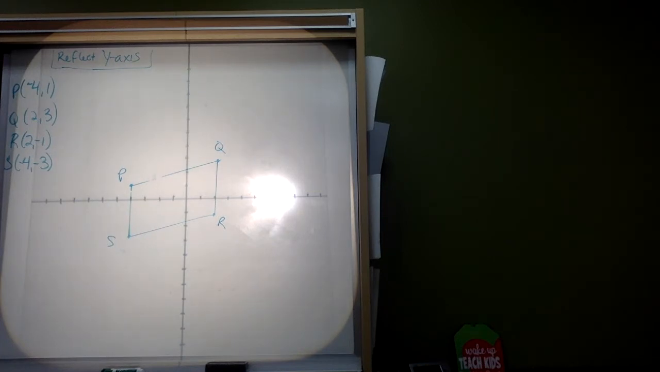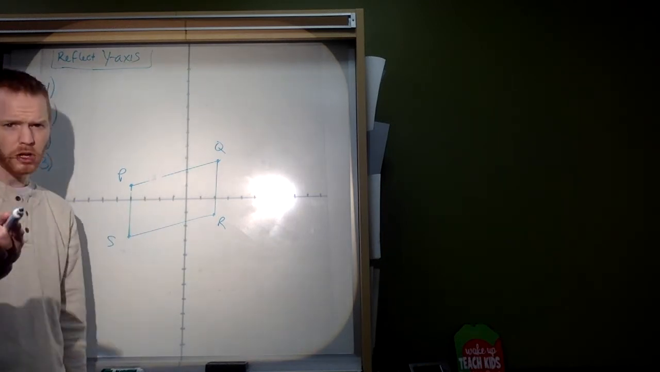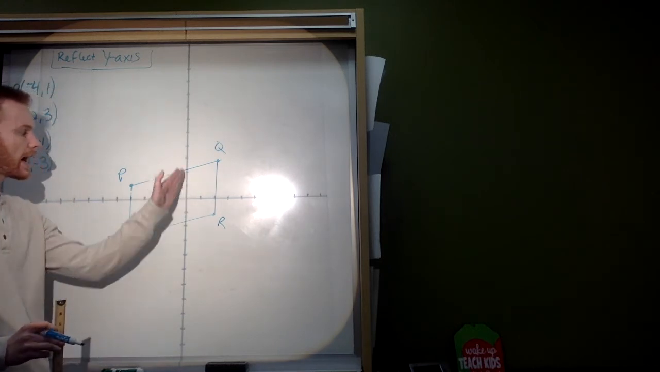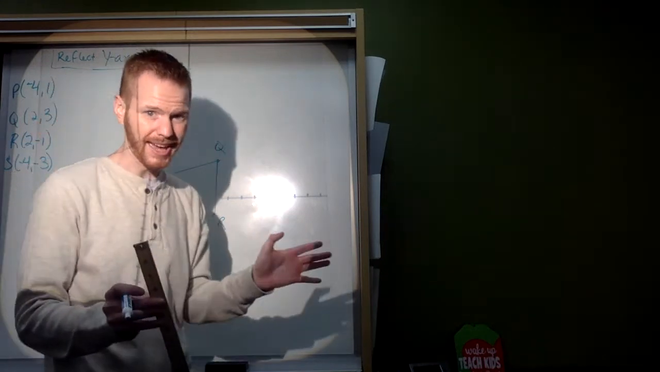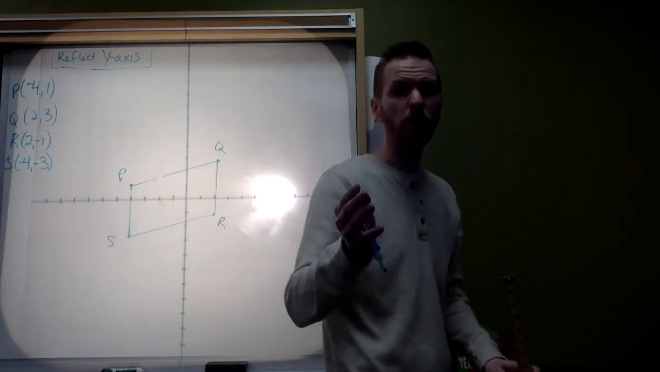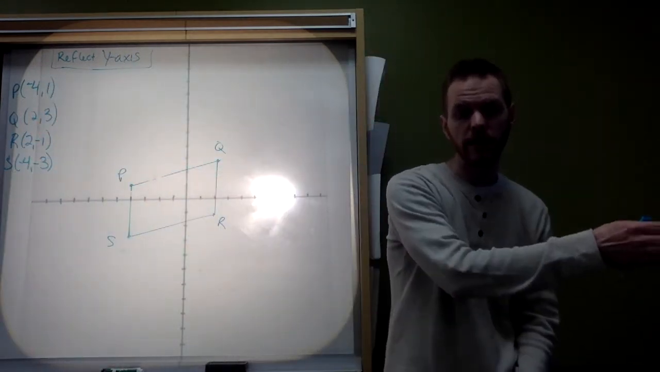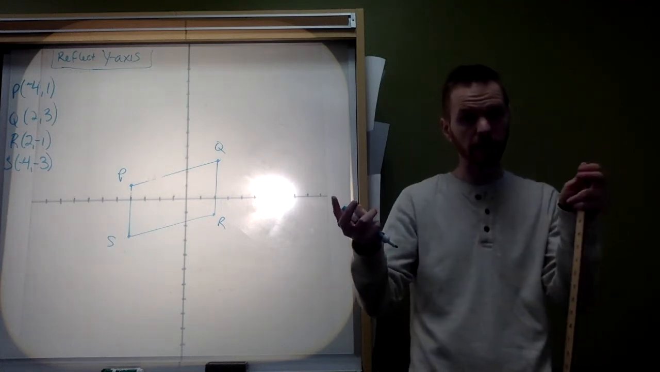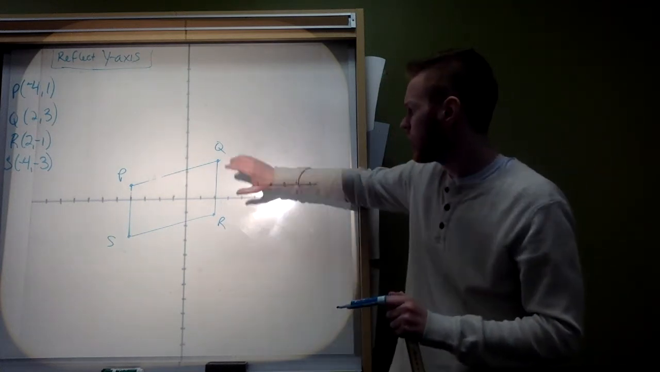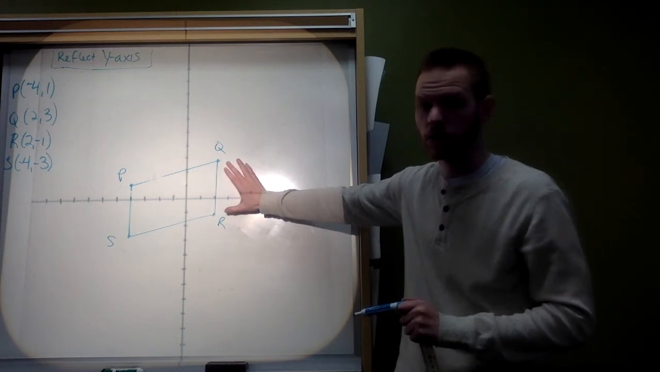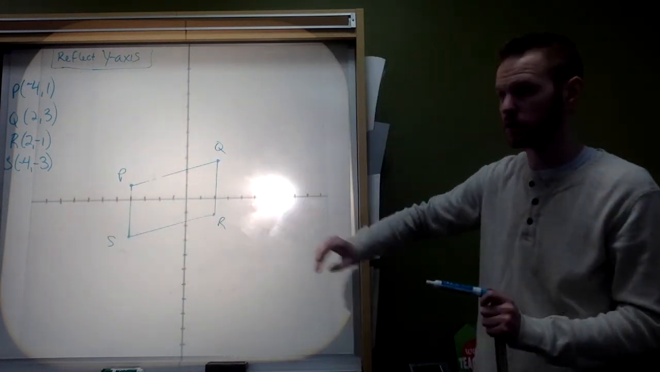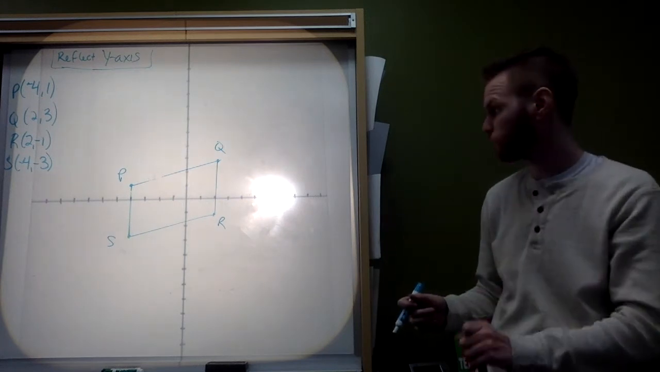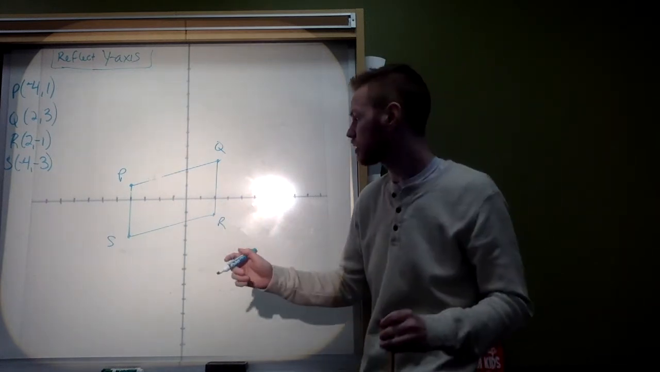Now I want to reflect this across the y-axis. You're probably noticing right now the y-axis is going through the shape. That's okay. Wherever your points are, they have to go across that line to be truly reflected. In other words, Q and R, these points have to go in this direction. P and S would have to go in this direction in order for it to be reflected. Okay? Let's try it out.